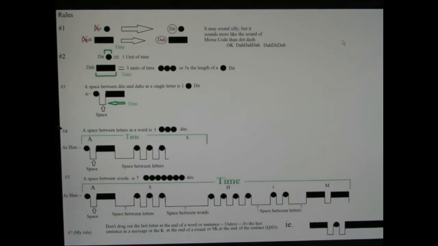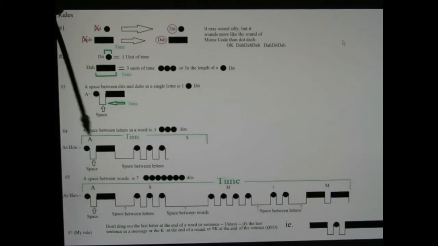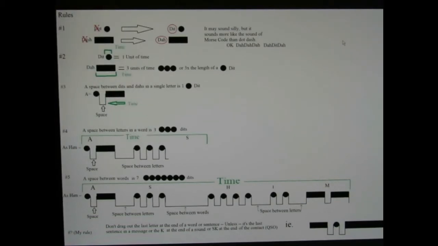Then number four, you're going to have a space between your letters in a word, such as the word as. It has an A, so it's a dit, da, and then you're going to have your S, dit, dit, dit. Your space between them is three dits. It fits in here, three dits. So you have dit, silent, da, three silents, dit, dit, dit.